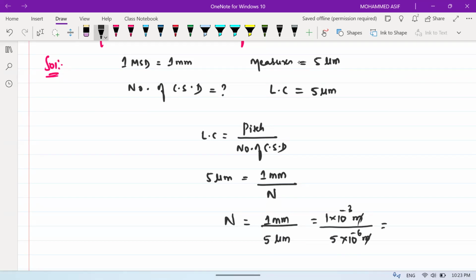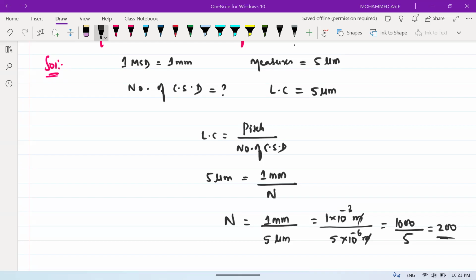So this will be equal to how much बेटा? 1000 divided by 5. होता है ना? 10 power minus 3, this will be gone. So it will go up. So it is 1000 divided by 5. So number of divisions will be equal to 200.